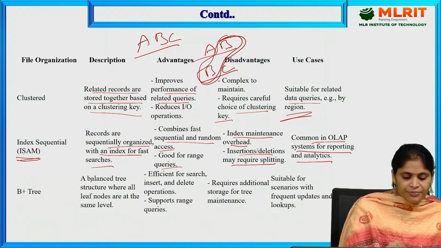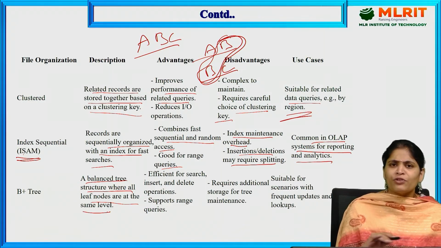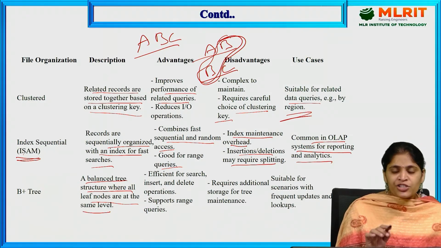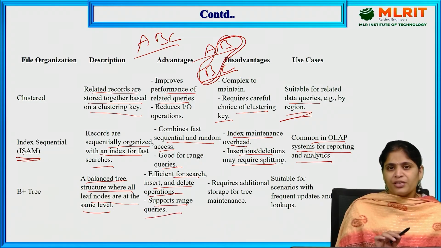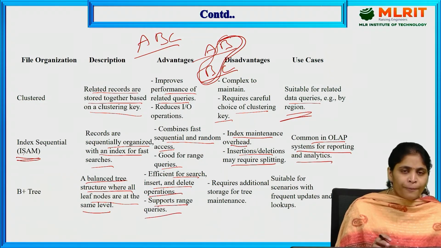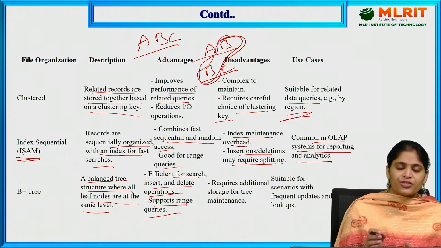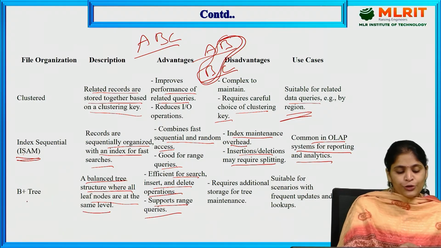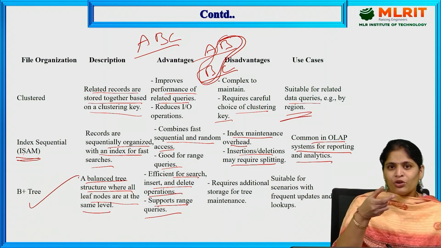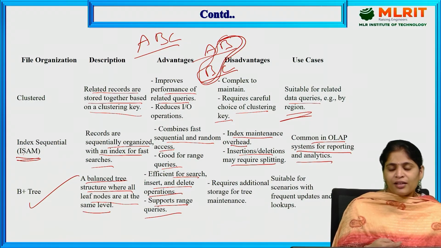Next, what is B plus tree? It is a balanced tree structure where all the leaf nodes are at the same level, and the actual data resides in the last level, that is the leaf level. It is efficient for search, insert and delete operations, and supports range queries. If we search some queries related to a range, say I want the IDs between 25 to 35, then I can use this B plus tree. Why? Because from the root node, I can guess where 25 to 35 will reside.